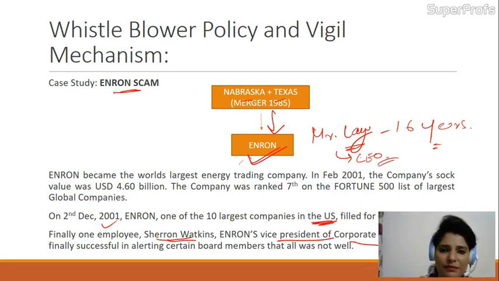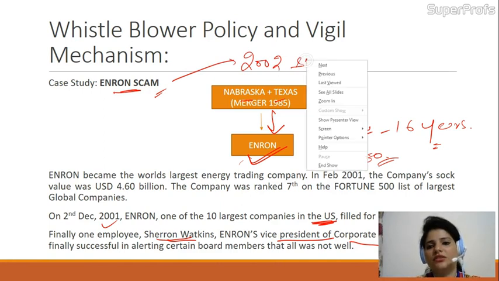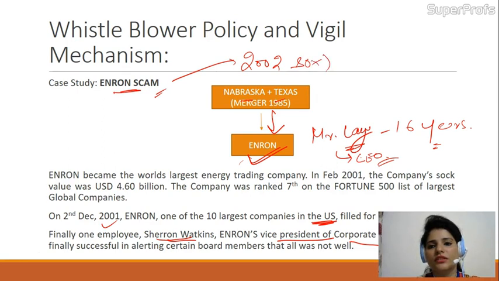And after the scam happened, in the year 2002, the Sarbanes-Oxley Act was enforced. Now, I have a very interesting fact to share with you guys, which has raised a question in my mind, and has also had a very deep impact on my entire thinking towards whistleblowing. I was just checking a list of the most ethically governed companies by Forbes magazine for the year 2016.